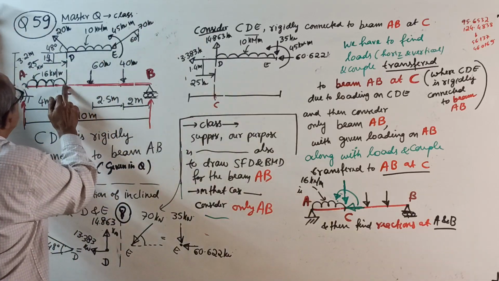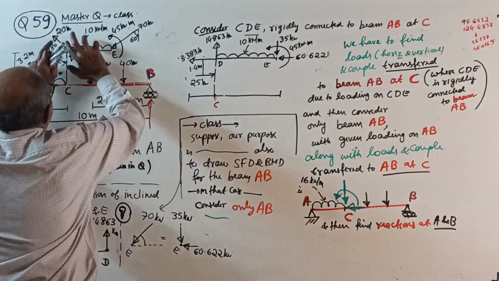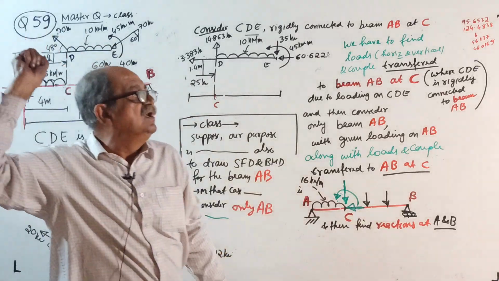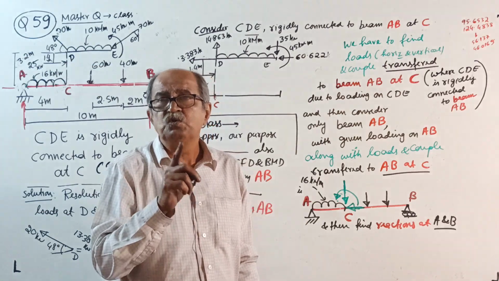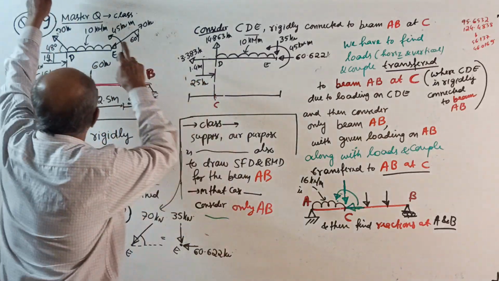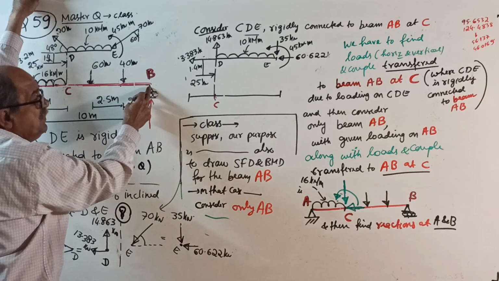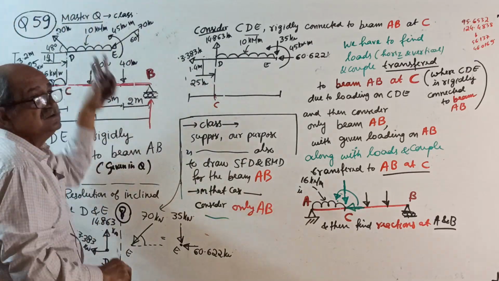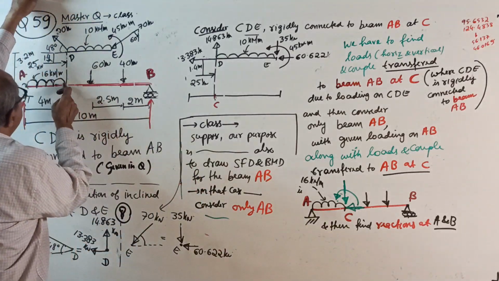And the attachment CDE is removed. See, you cut it and throw it outside. But do one thing, when you throw it outside, whatever is the effect of that loading on CDE should be transferred to beam AB at the contact point. See, this all you are right.